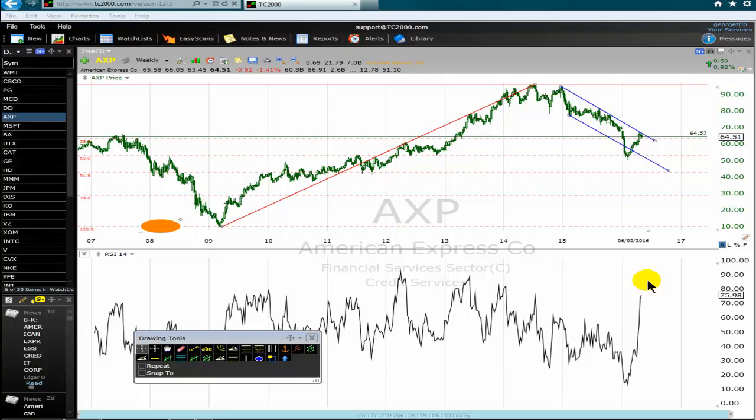A case study of overbought RSI stock trading.